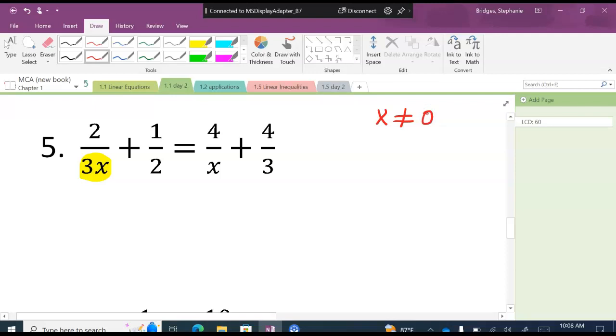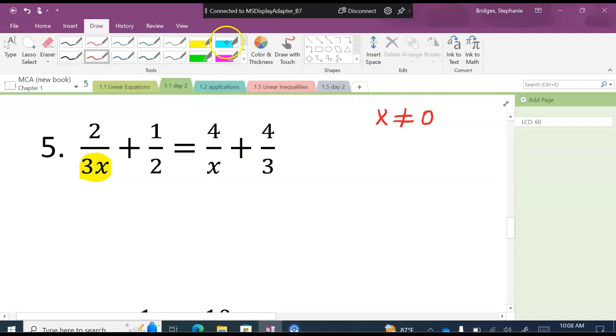Because if x were to be 0 when I solve this equation, I would not be able to use that as an answer because it would give me 0 in the bottom of my fraction, which is never ever allowed. Is everybody kind of okay with that? Somewhat? What about the other fraction that also has a variable in it?